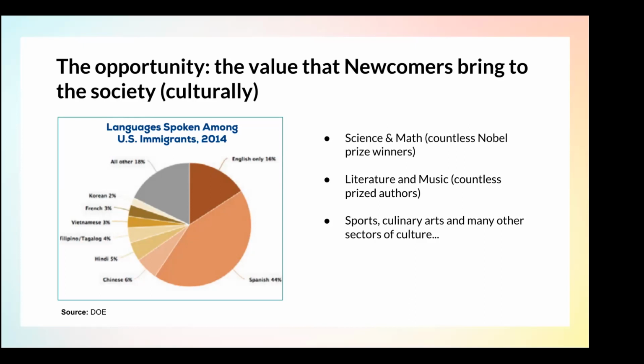And I could list cultural accomplishments of immigrants to the United States ad nauseum, but just some fun facts from when I was preparing for today's presentation. In 2009, 8 of the 9 Nobel Prize winners in science were Americans, and 5 of those Americans were foreign-born. Foreign-born Americans won more Nobel Prizes that year than those won from all other nations combined. When you think about literature and music, your favorite authors, sports, culinary arts, and so many other sectors of the cultural landscape of the United States, there's a huge opportunity that newcomers bring to the table.